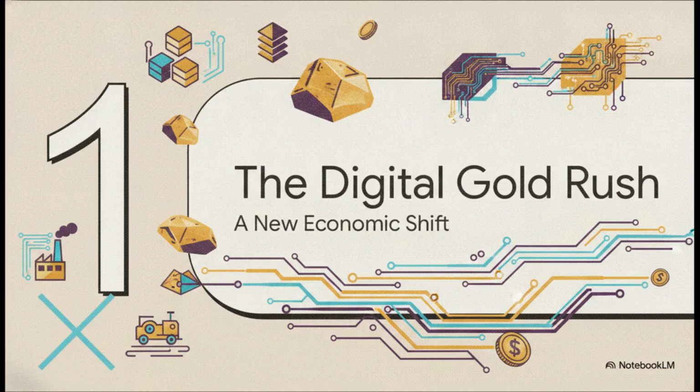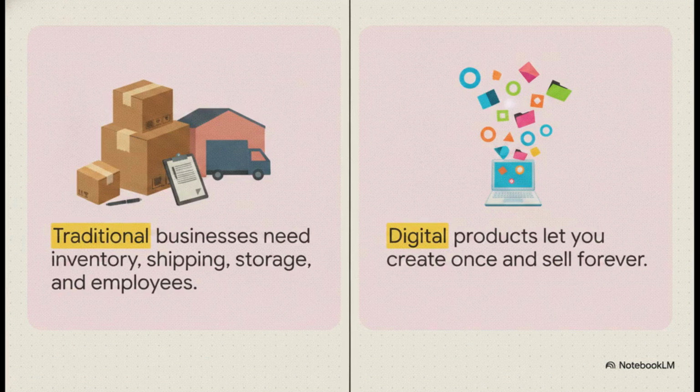Phase 1, the digital gold rush. This is all about a massive economic shift we're seeing right now. See, to build wealth back in the day, you had to deal with a lot of heavy overhead. We're talking physical inventory, sorting out shipping logistics, renting expensive storage space, and hiring a whole team of employees just to keep the lights on. It's a lot, it's heavy.